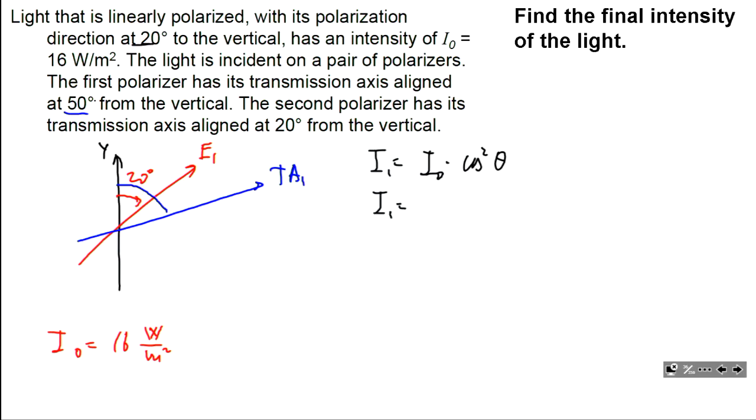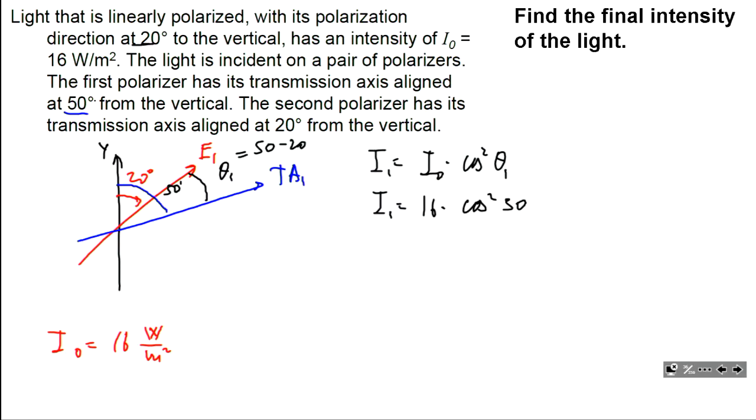So all I have to do is be very, very careful with the angles. What number should I write for theta? Is it 20? Is it 50? No. According to the definition, theta has to be measured between the direction of polarization of light, which is the direction of electric field, and the transmission axis. That's theta 1. And our picture tells us it should be equal to the difference between 50 and 20, which is 30. All right, done with the first polarizer.